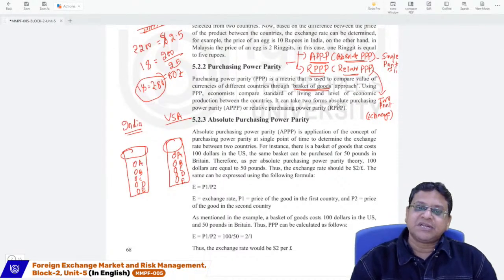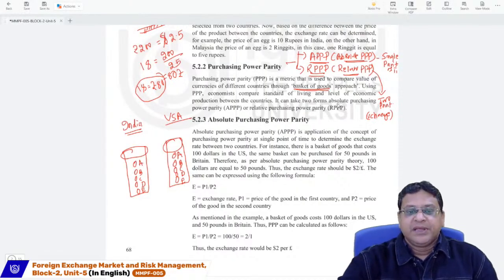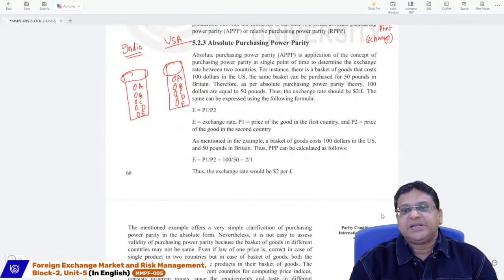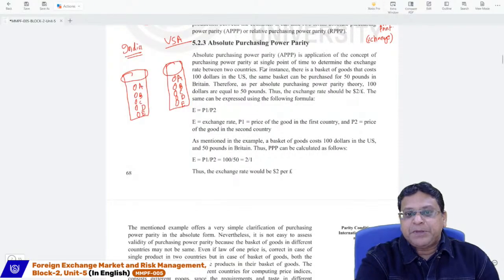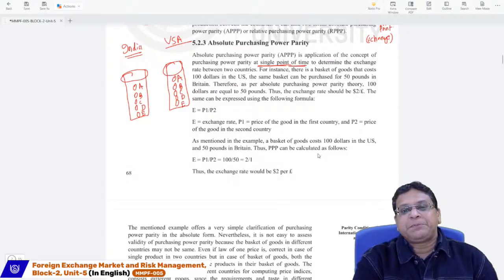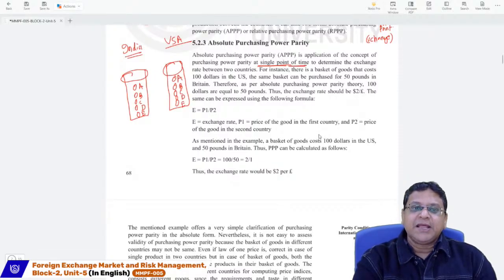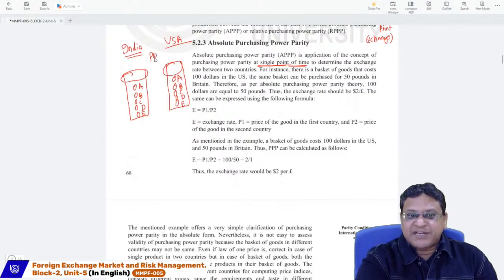So first we will discuss absolute purchasing power parity theory. APPP theory, or absolute purchasing power parity theory, is an application of PPP over a single point of time. I have already told you APPP theory explains the purchasing power parity over one period of time to determine the exchange rate between two countries. What does absolute purchasing power parity theory tell? We know that PPP is based upon the basket concept.